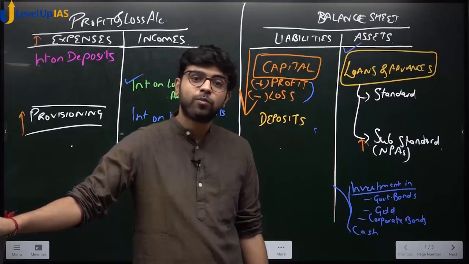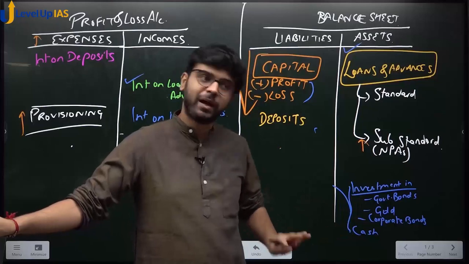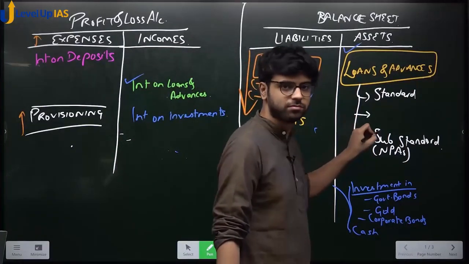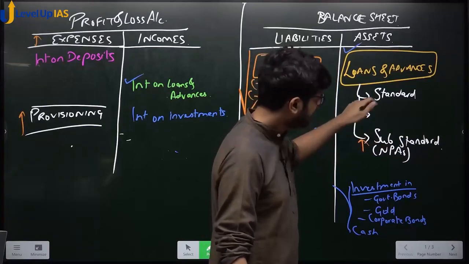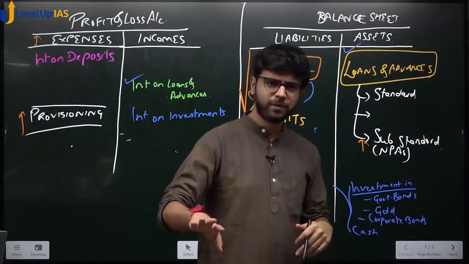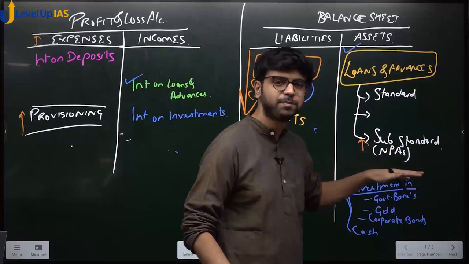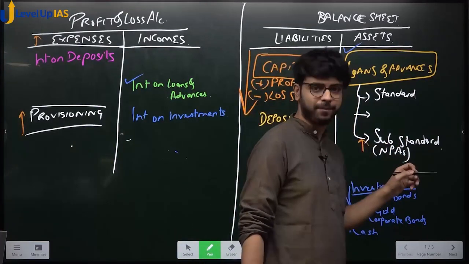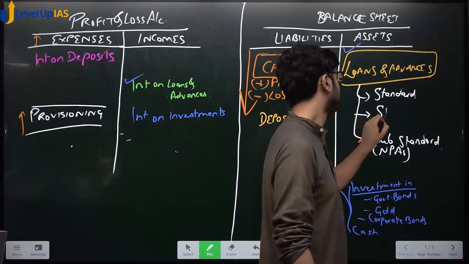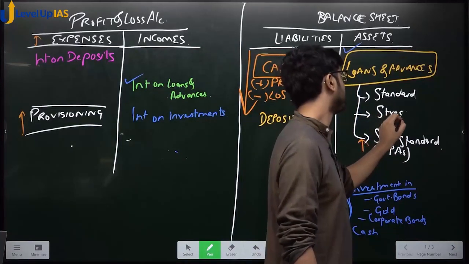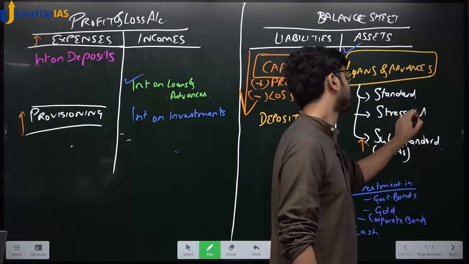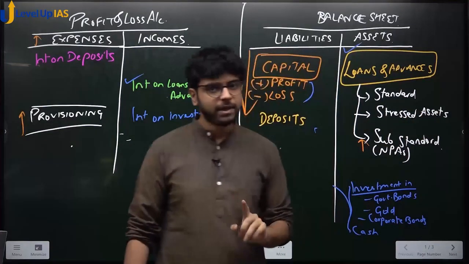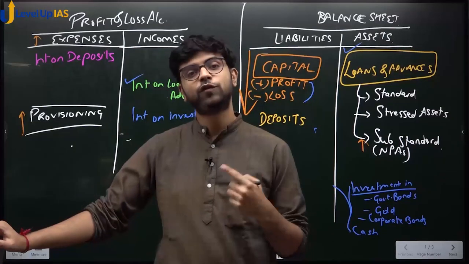Yes, because they will tomorrow turn NPA. So banks will try very hard. So they maintain a separate list of such assets which are standard by default, which means they have not turned NPAs, but at the same time they need some help. So they are called as stressed assets. So they are not NPAs today, they are NPAs of tomorrow.